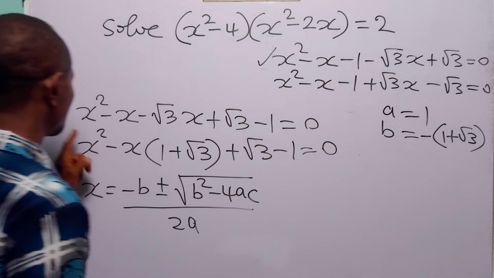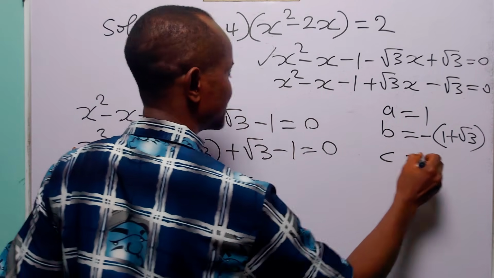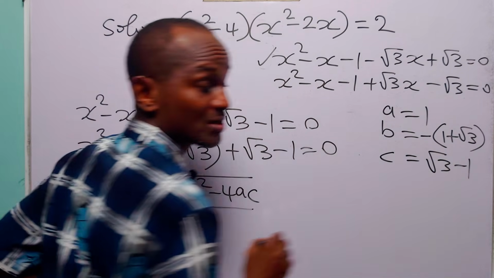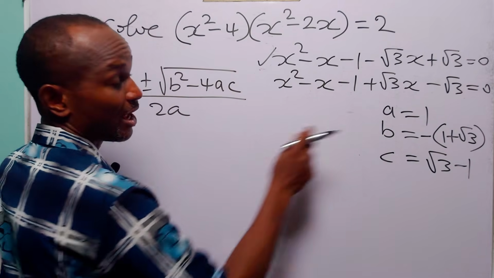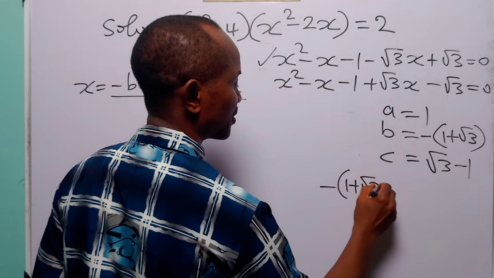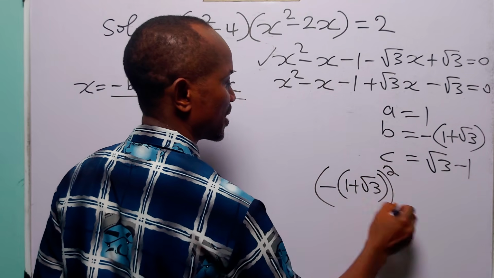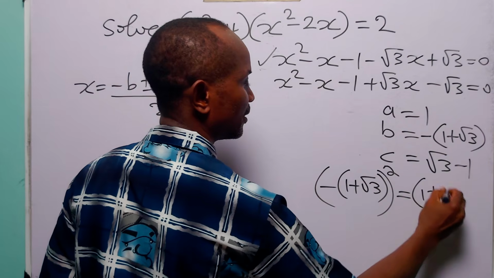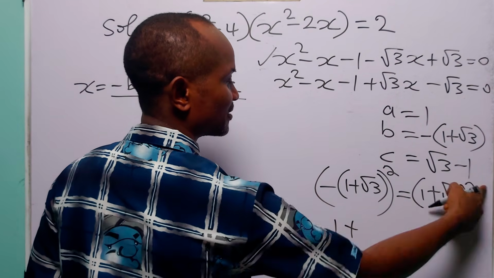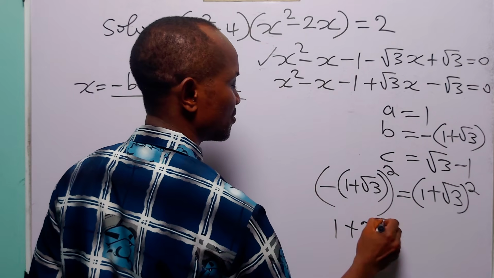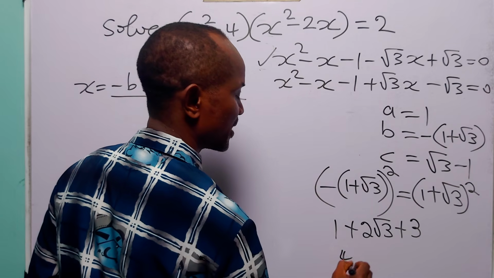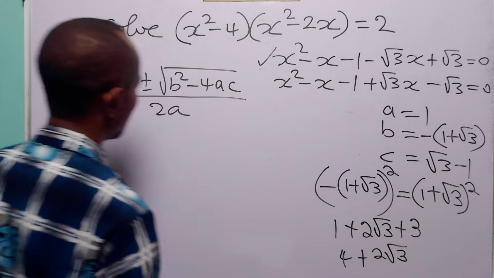A is equal to 1, and c is equal to root 3 minus 1. Now let us find b squared. We have minus 1 plus root 3 squared. Of course, this is equal to 1 plus root 3 squared. 1 squared is 1. 2 times 1 times root 3 is 2 root 3. Root 3 squared is 3. 1 plus 3 is 4. So here we have 4 plus 2 root 3.